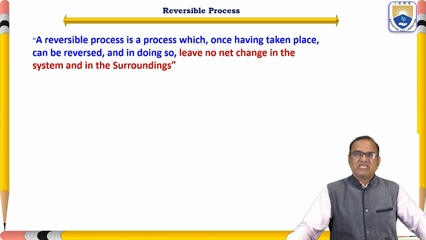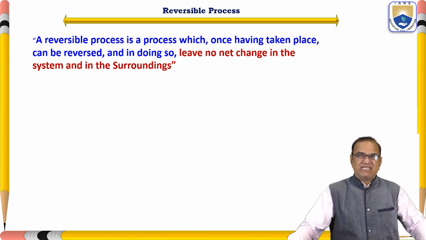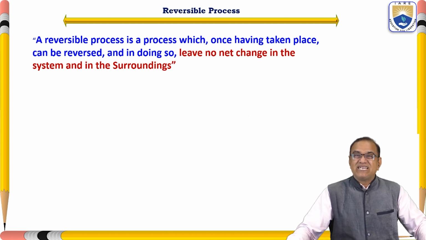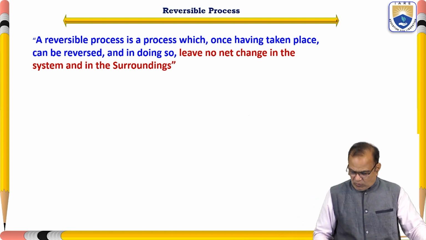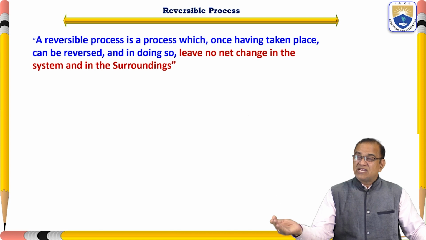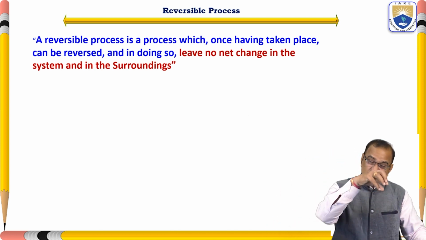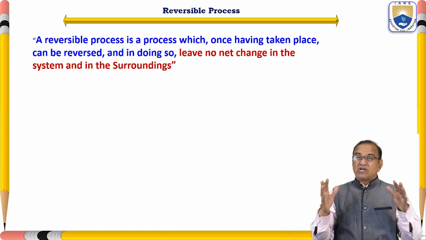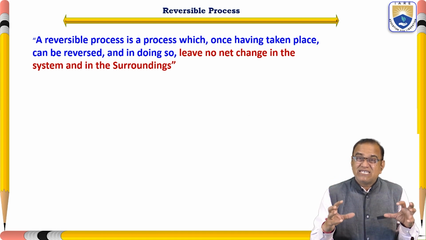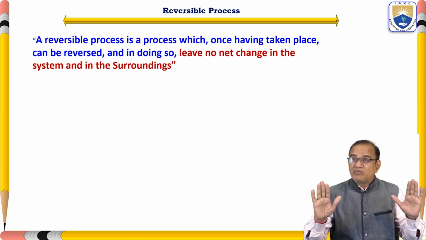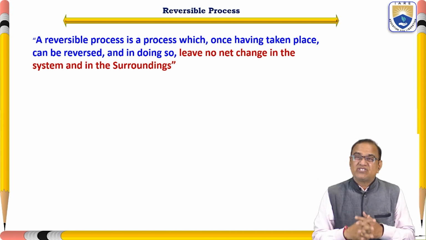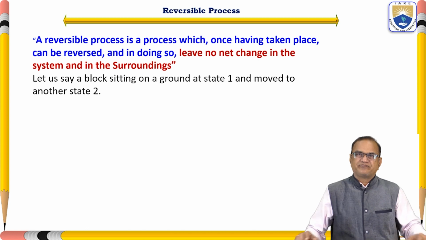So, a reversible process is a process which, once having taken place, can be reversed, and in doing so leaves no net change in the system and surrounding. If you move an object from one place to another, and it comes back to the original place, there should be no change in the system and surrounding. That is the definition of the reversible cycle.